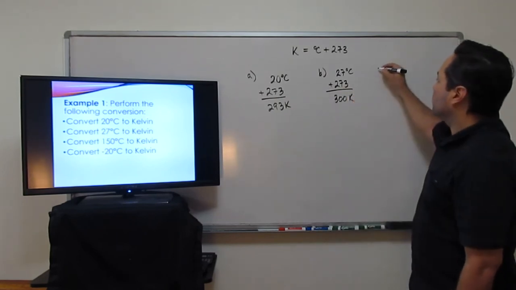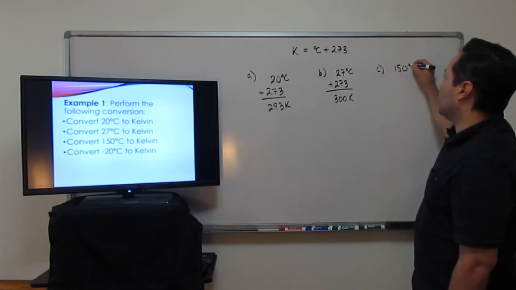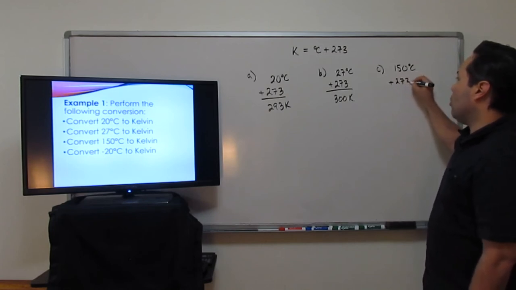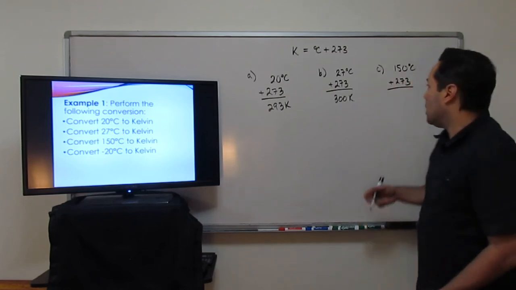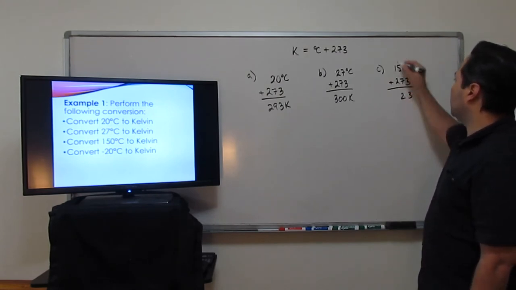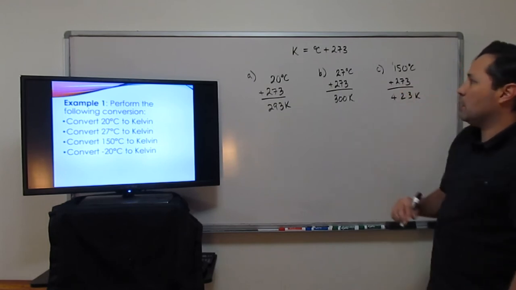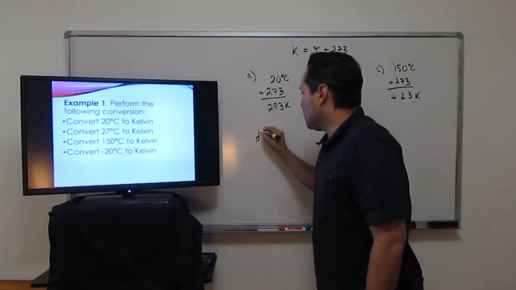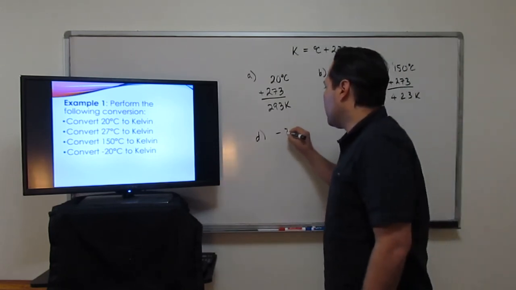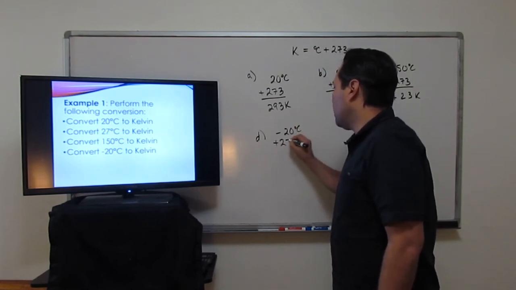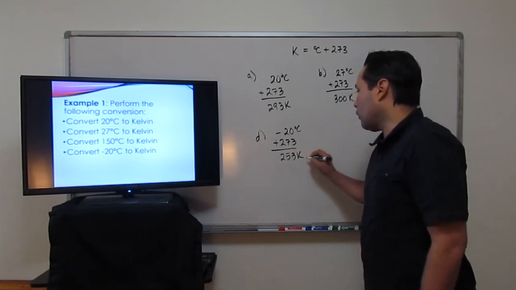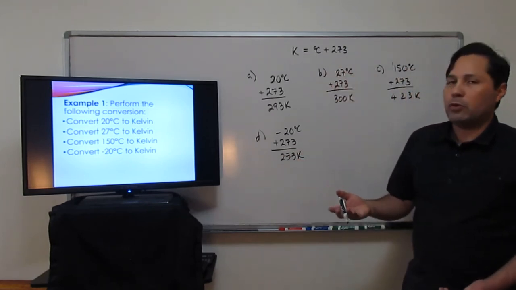Letter C, we're given 150 degrees Celsius, and again, can you convert it to Kelvin? Again, you just add 273, so we get 423 Kelvin. And lastly, letter D, which is the last one right here, we get negative 20 degrees Celsius. Change that to Kelvin, so it'll be negative 20 degrees Celsius plus 273. So it's going to give us 253 Kelvin. And those are the answers for example 1.